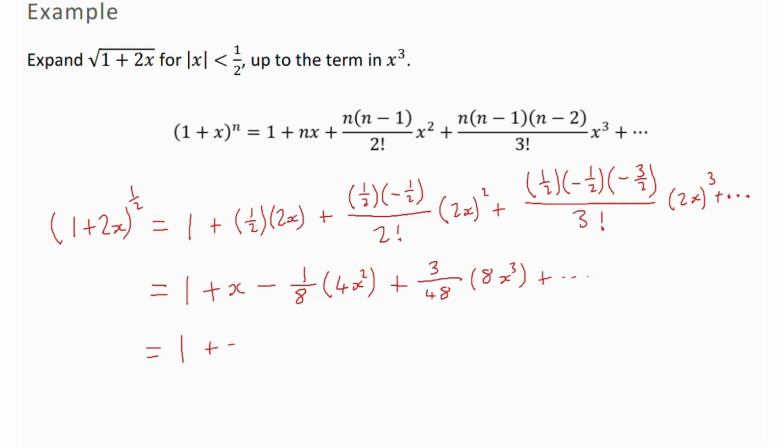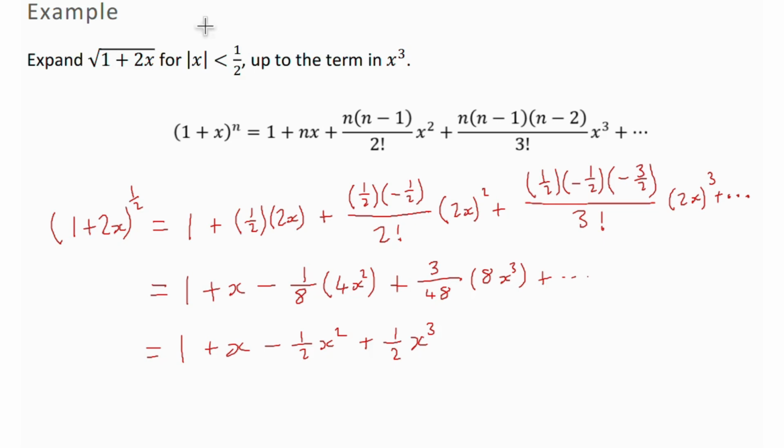That's 1 plus x minus, the 4 is going to cancel with the 8 to give me a half x squared. And this is going to give me, well, 3 times the 8 is 24. 24 over 48 simplifies down to a half x cubed. So up to the x cubed term, (1 plus 2x) to the half, or the square root of 1 plus 2x, is equal to this polynomial.